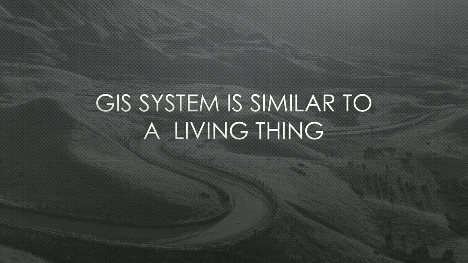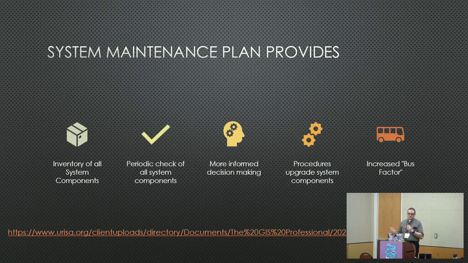GIS is a living thing, much like a tribble. And they need to be cared for. If it's not used or neglected, things can stop working, and you might not even know about it. So being proactive is important and ensures everything will continue to work smoothly. The system maintenance plan provides an inventory of all your components, a periodic check, more informed decision making, procedures to upgrade your components, and increased bus factor.